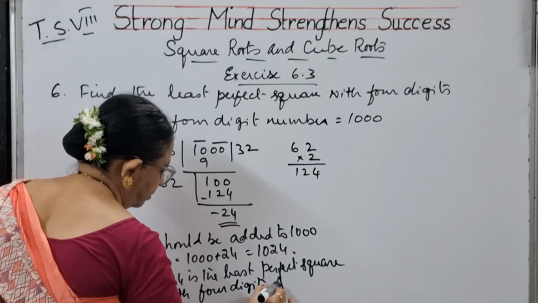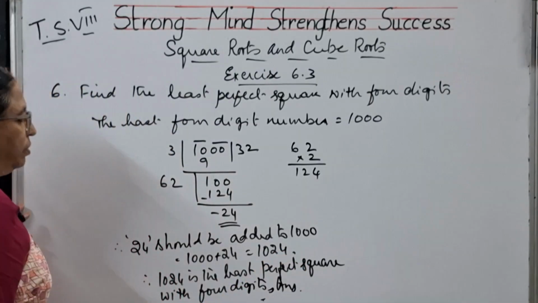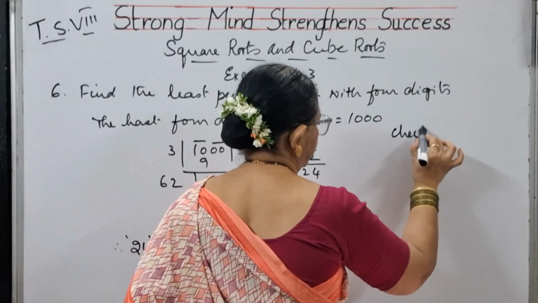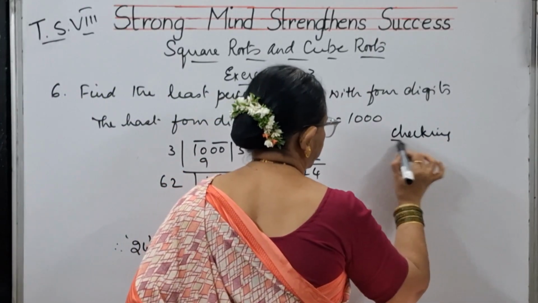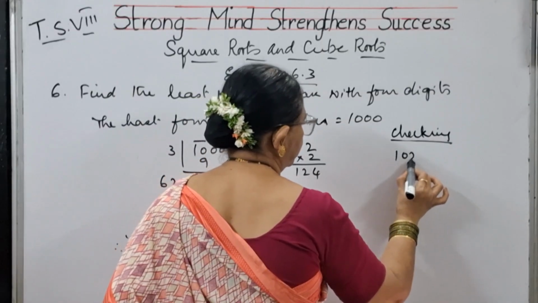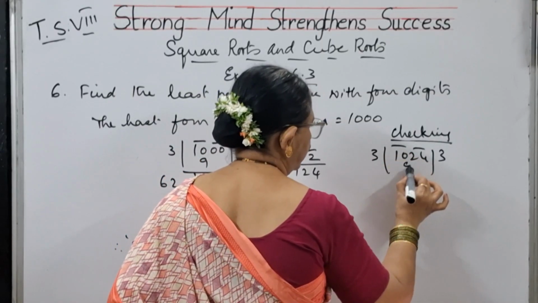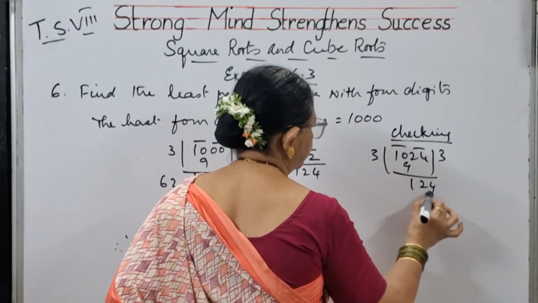This is the answer, children, for this problem. If you want to check, you can go for checking also, children. Are you correct or not? To see this, take 1024. 3 threes are 9. You are getting 1, 2, 4.